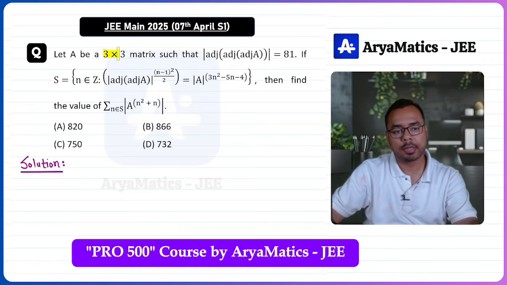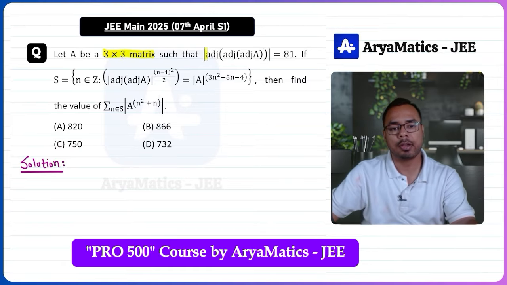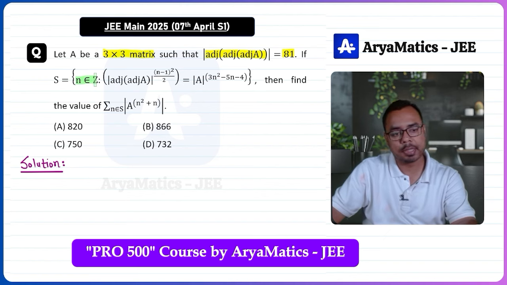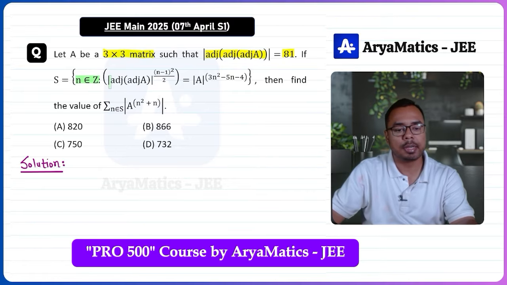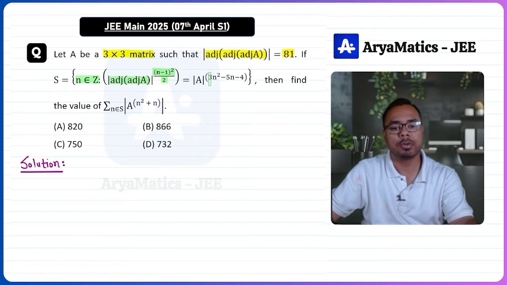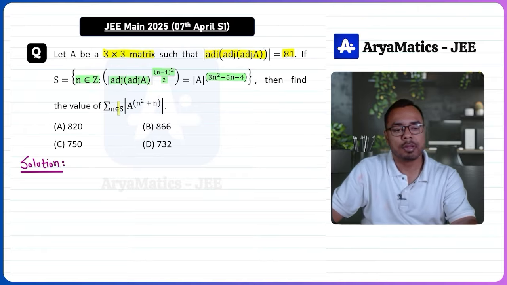Let A be a 3 cross 3 matrix such that determinant of adjoint of adjoint of adjoint of A is 81. If S is the set of all integers n which satisfies this equation, n belongs to Z, that means n is an integer, and it satisfies this equation that determinant of adjoint of A raised to (n minus 1) square by 2 is determinant of A raised to 3n square minus 5n minus 4. Then we have to find the value of sigma n belonging to S, determinant of A raised to n square plus n.